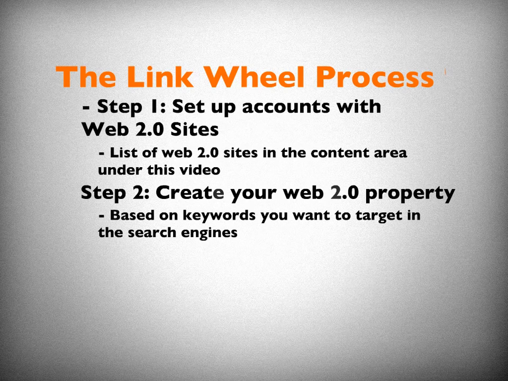Okay, so then you want to create 5 to 10 of these different Web 2.0 properties around that exact same keyword. In step 3, we then interlink the Web 2.0 properties with each other. But remember, we're not creating a wheel. It's going to be very, very random as we go through that process.